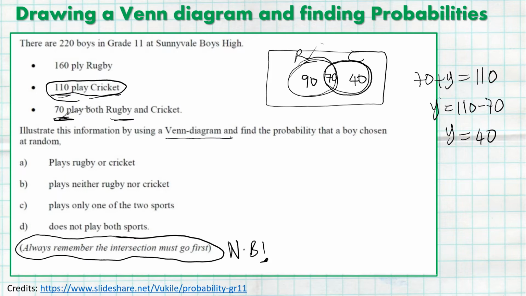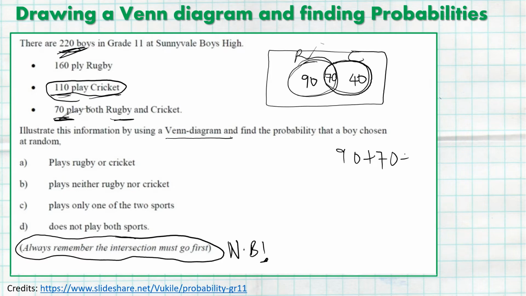Okay, so we are not yet done. What do you have to do after you complete the whole thing? You must now add your numbers inside those events and compare them with the total number of people that must be in those two events. So we're going to say 90 plus 70 plus 40 is equal to, and we get the sum of that. So it's 90 plus 70 plus 40.